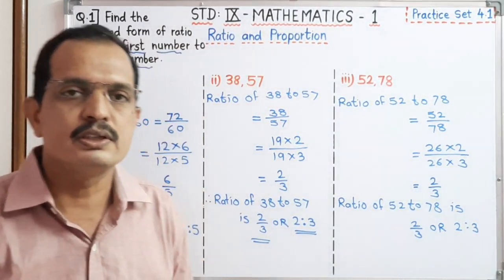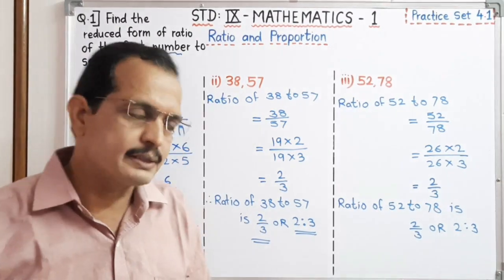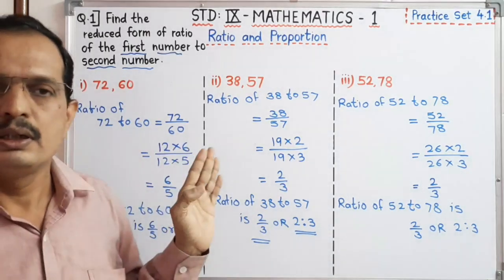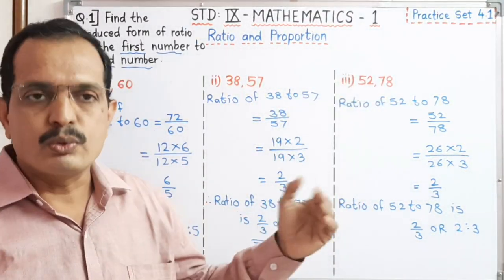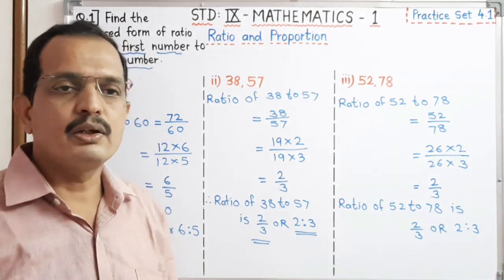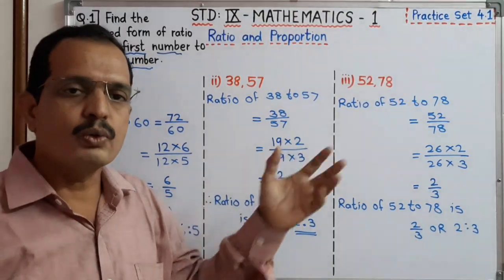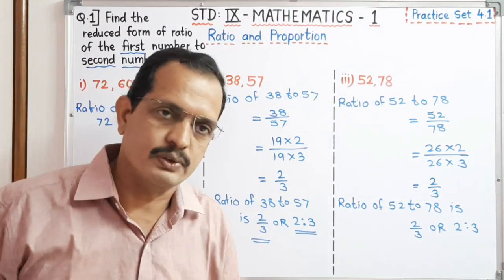Dear student, in this way we have to write the sum in the exam. See the condition: first number to the second number. In this case only numbers are given. We have to solve the second question, in which there is a unit, and when there is a unit, how to write the ratio, that we have to see in the second question.